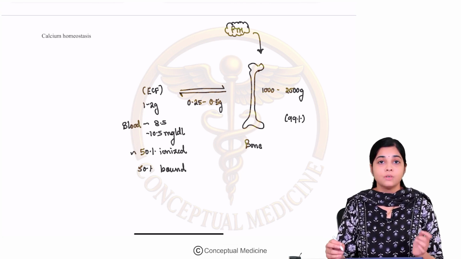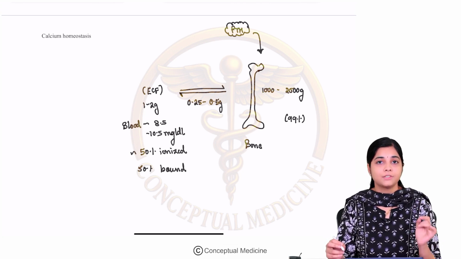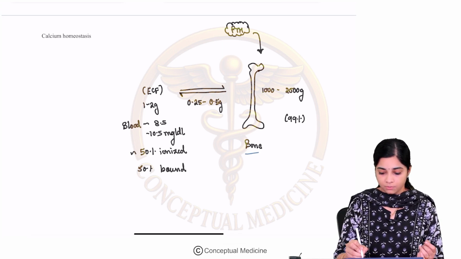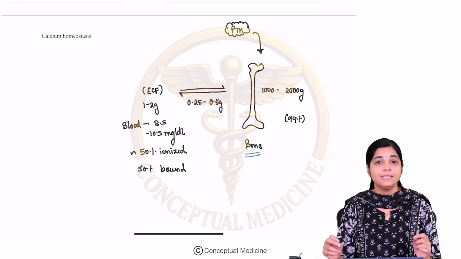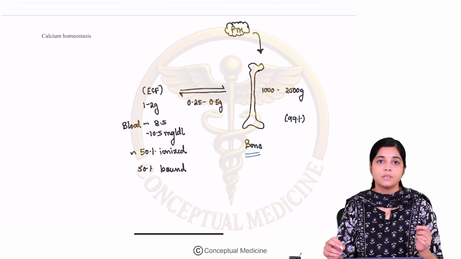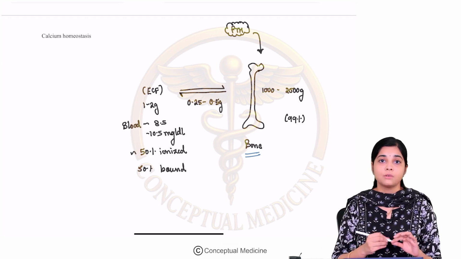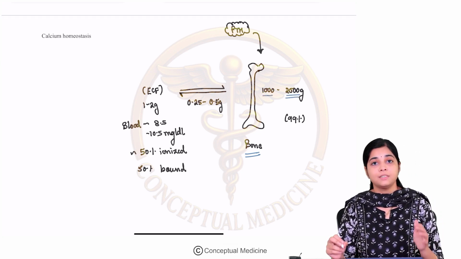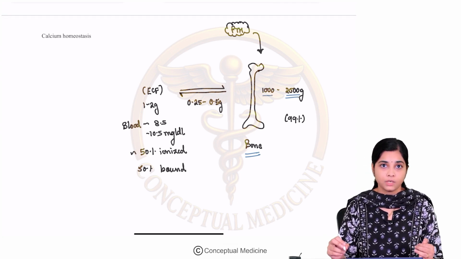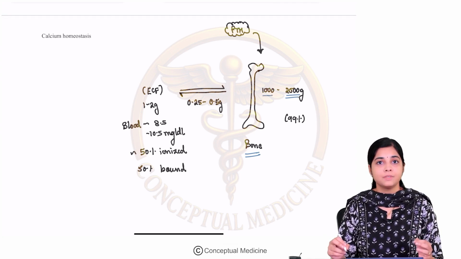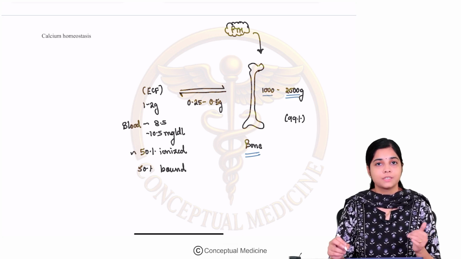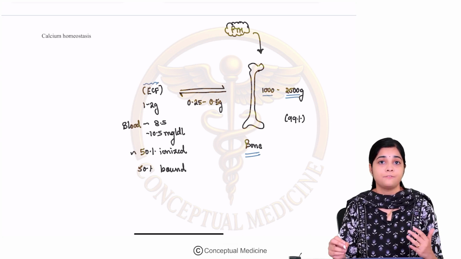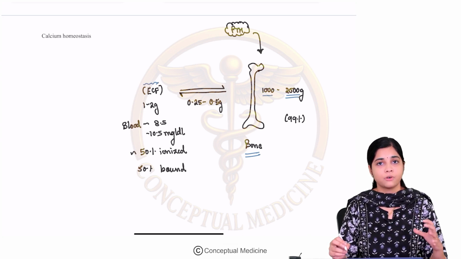So about 99% of calcium in the body is stored where? It is stored in the bones. Around 1000 to 2000 grams, that is around 1 to 2 kg, is stored within the bones. And this calcium is in flux with what? It is in flux with the extracellular calcium, the ECF calcium. It's in a state of constant flux.